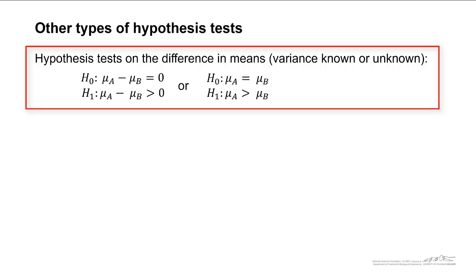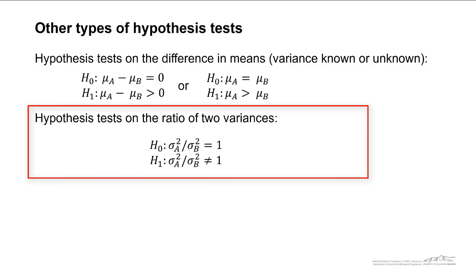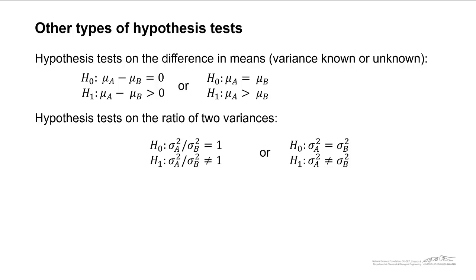Alternatively, we can write this as mu a equals mu b by moving mu b to the other side, or mu a is greater than mu b. We can also look at the variances of two different populations. We can compare if they're different, if the ratio is equal to 1, or they're not equal to 1. We can rewrite this one as sigma squared of a equals sigma squared of b, or not equal to.